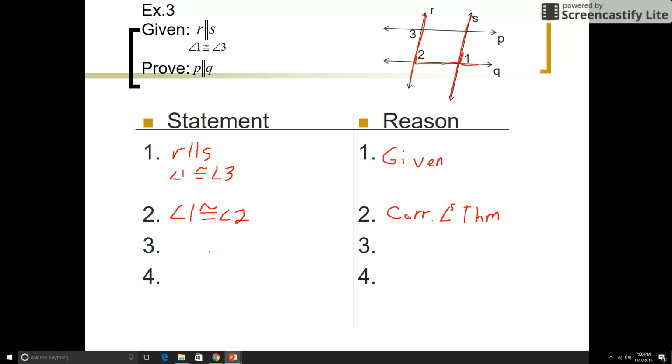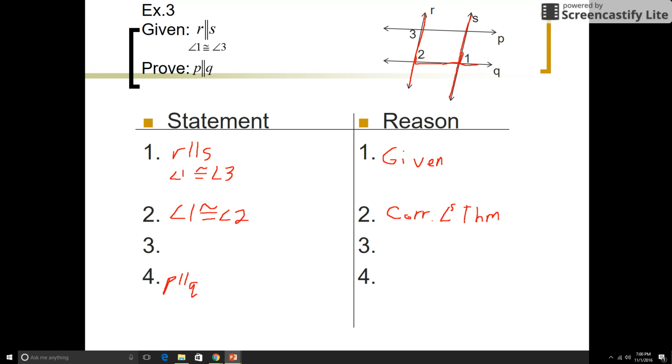Now, after this, sometimes I like to work my way backwards, so I'm going to go ahead and put my prove as the last statement, so that P is parallel to Q. But please remember, the reason is not ever going to be prove. We'll get to that reason in a minute.